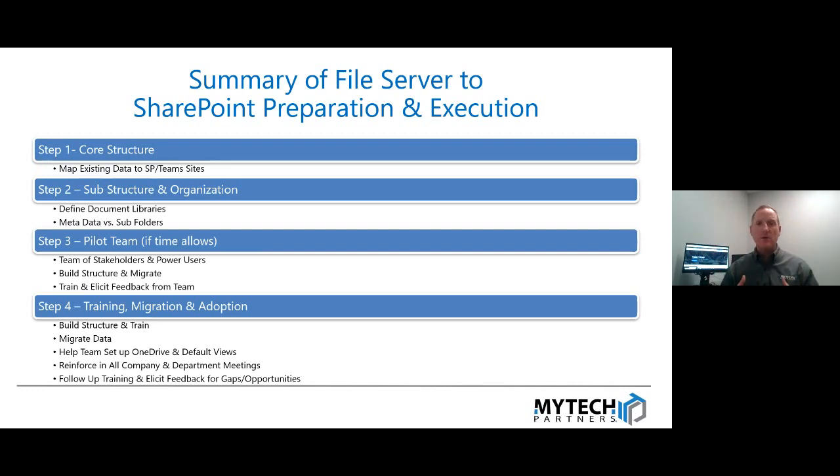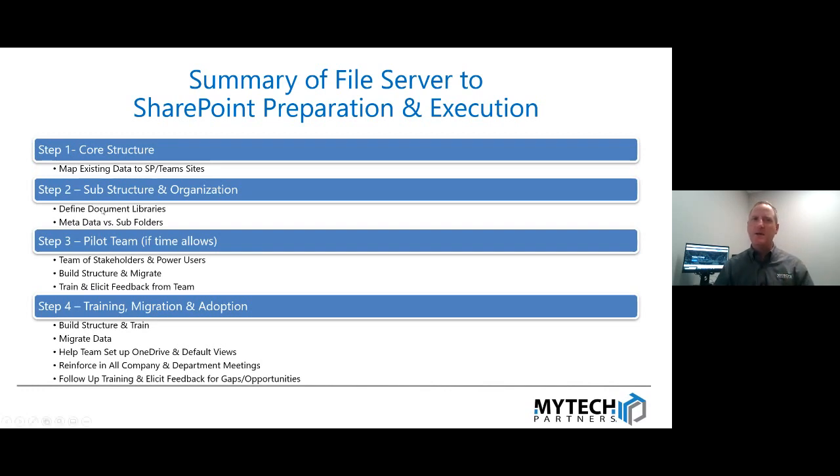Okay. Step two, the substructure in the organization, meaning does this content warrant a subfolder, or should this content use metadata or the column tags that I was mentioning earlier? It might be easier to use the metadata that you can search and filter by versus subfolders. But in some instances, subfolders might make sense, and you might consider different document libraries too, depending on the different sites. So those are just some things to think through.